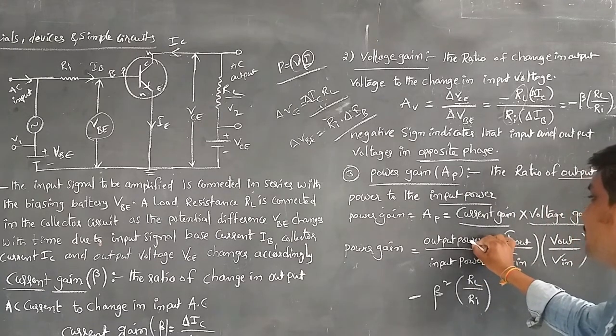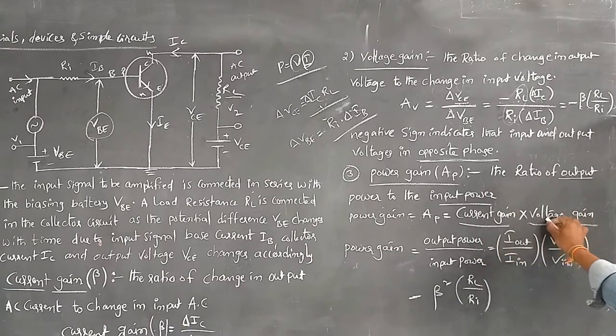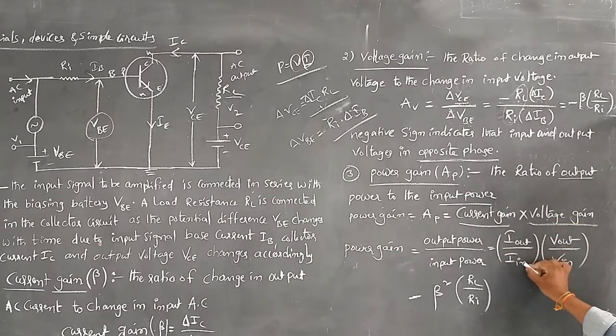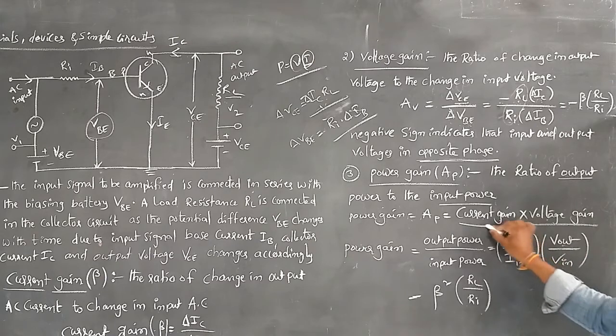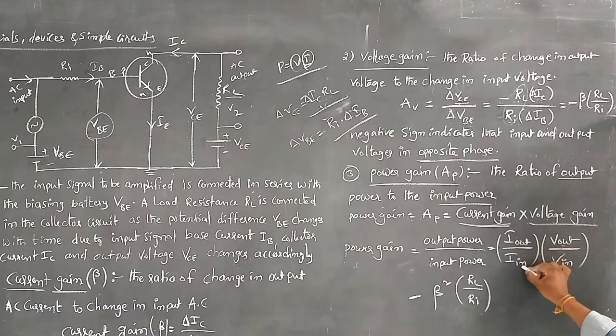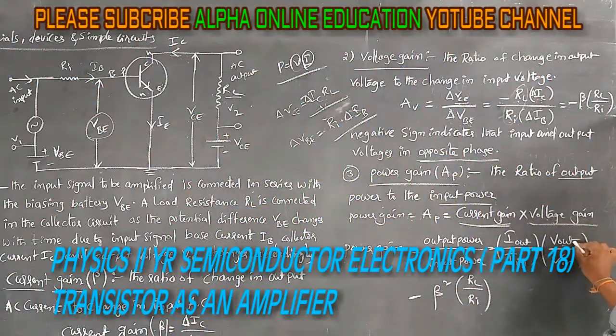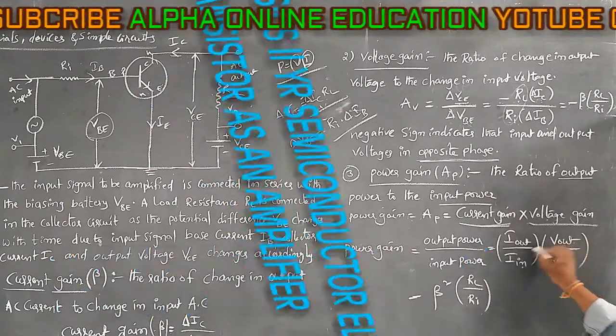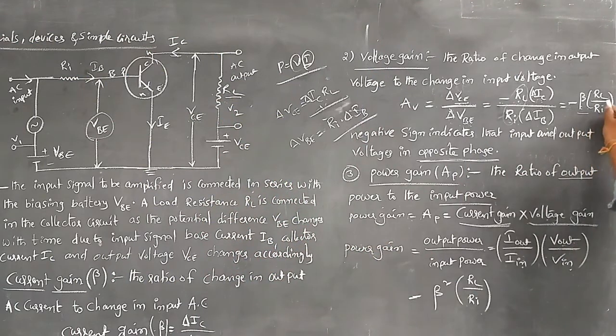What is output power? Current gain into voltage gain means I out by I in into V out by V in. Current gain means output current by input current, and voltage gain means output voltage by input voltage. So from that equation we can write beta into beta RL by Ri, since delta IC by delta IB is equal to beta. So beta squared into RL by Ri. This is about power gain.